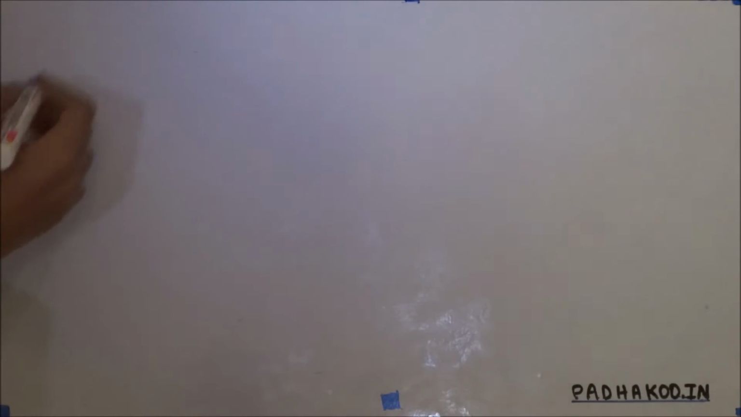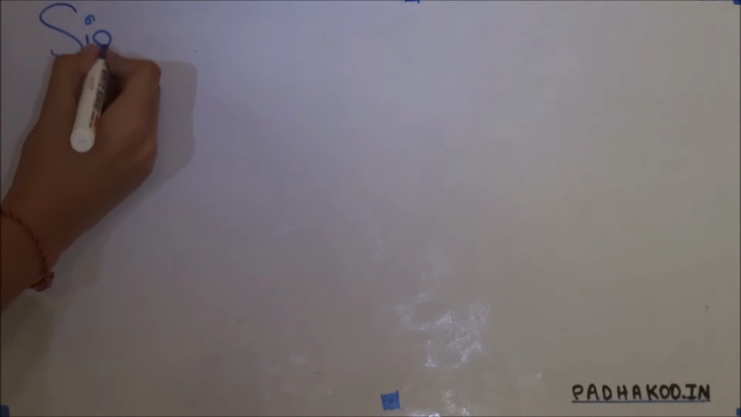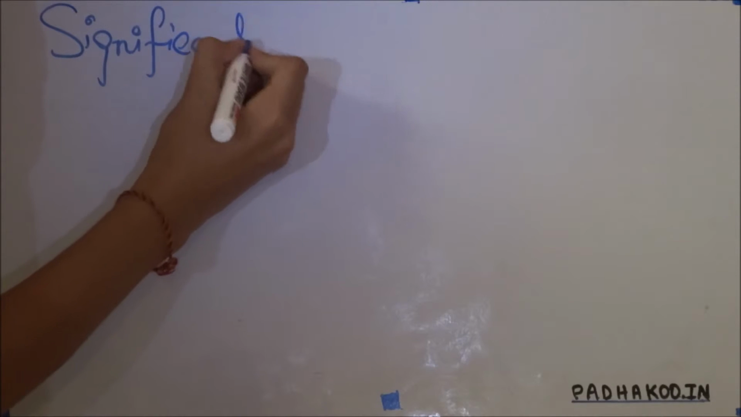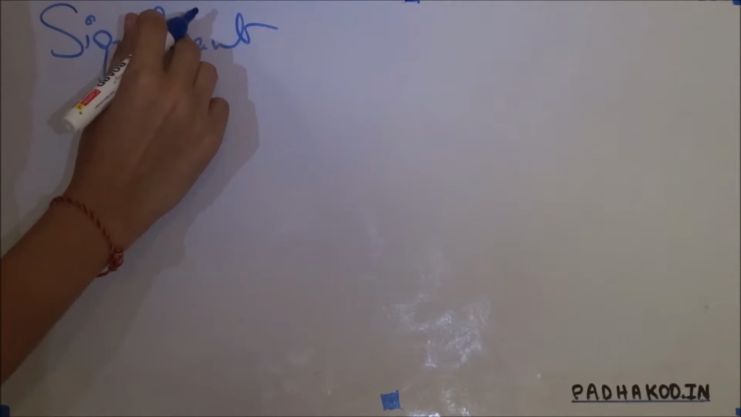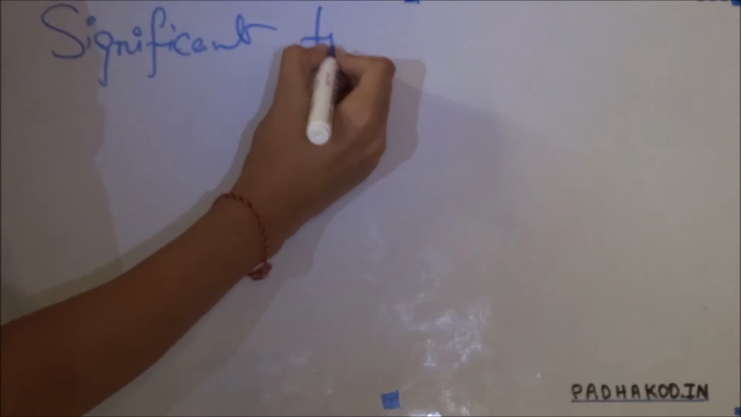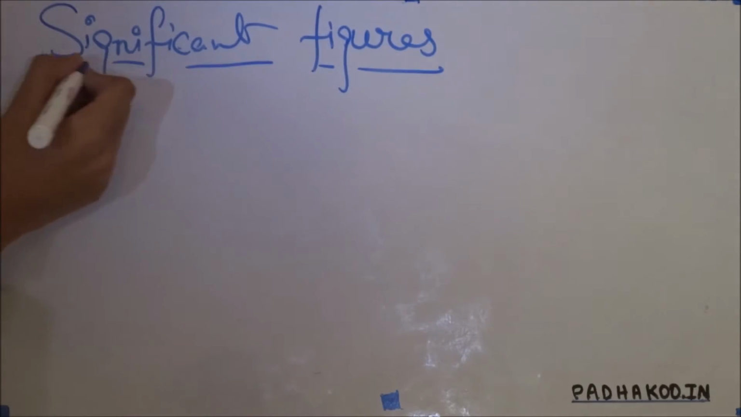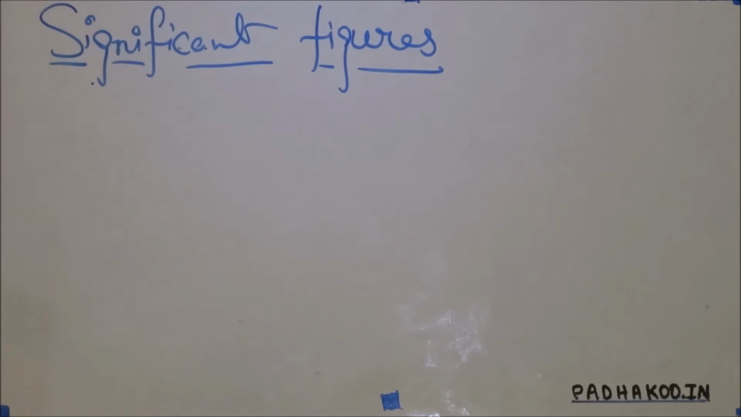Just to ease the certainty and uncertainty problems, we introduced significant figures. So now what we are doing is significant figures. We are now studying significant figures and the rules, the rules of the significant figures.